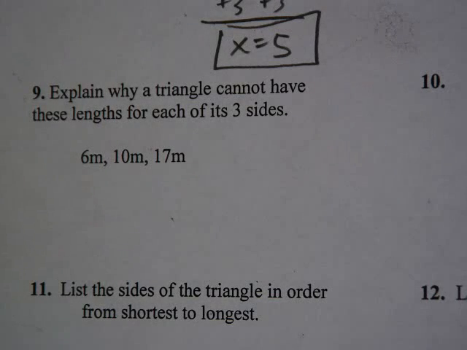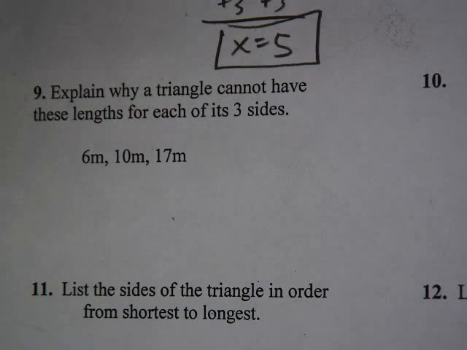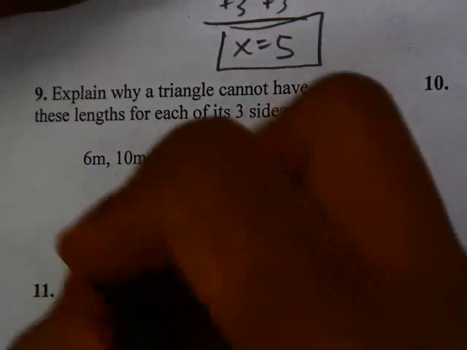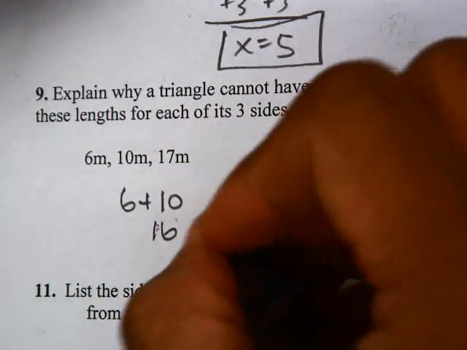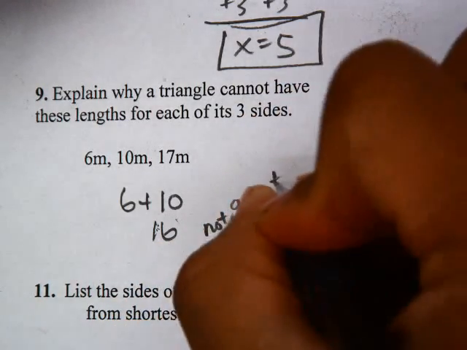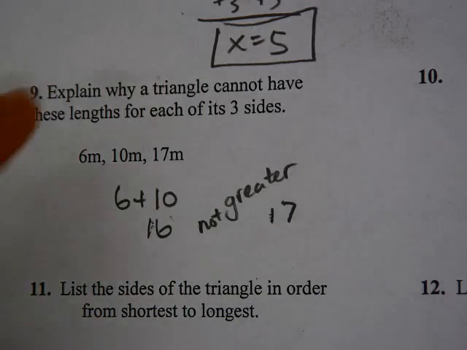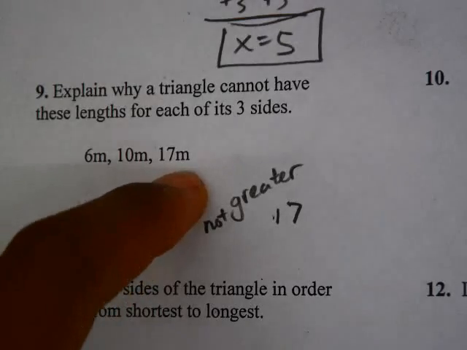Number 9, I'm supposed to explain why a triangle cannot have these lengths for the three sides, 6 centimeters, 10 centimeters, and 17 centimeters. It's because of the triangle inequality. It says the two shortest sides of a triangle need to add up to be bigger than the longest side. So 6 plus 10 are the two short sides, and they only add up to 16. And that's not bigger than 17. 16 is not greater than 17. When you have that, you can't form a triangle with those lengths. So the two short sides must be greater than the last side.